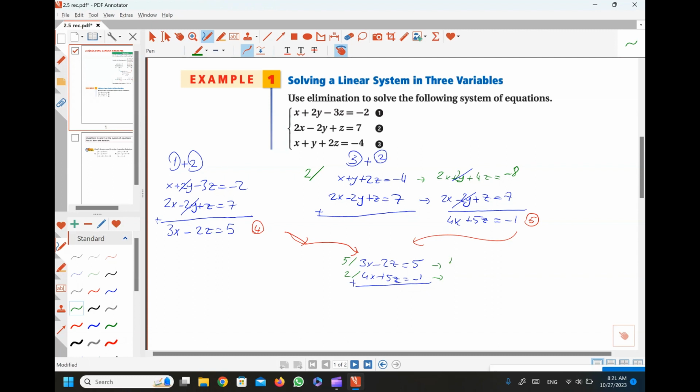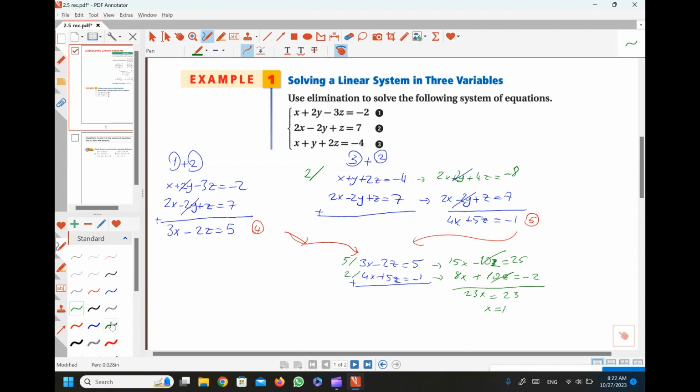3 by 5, 15x minus 5 by 2, 10z equals 5 by 5, 25. The other one, 2 by 4, 8x plus 2 by 5, 10z. Excuse me, there was z here. And 2 by negative 1, negative 2. So these will drop out. You will have 15 plus 8, 23x equals 25 minus 2, 23. By dividing both sides by 23, you get your x as 1.